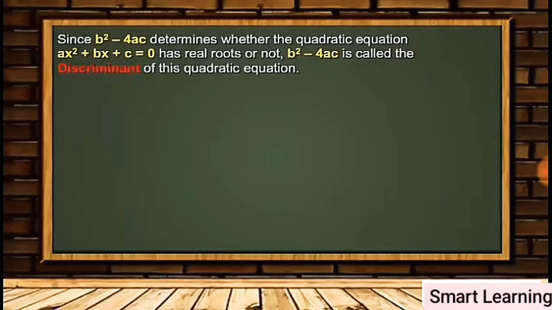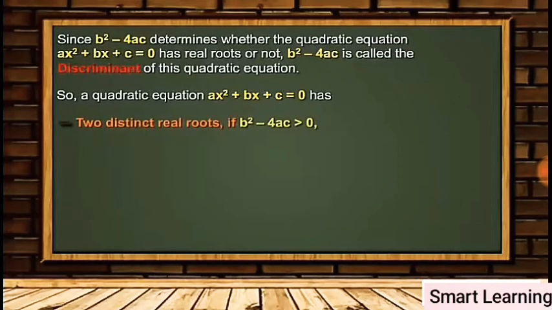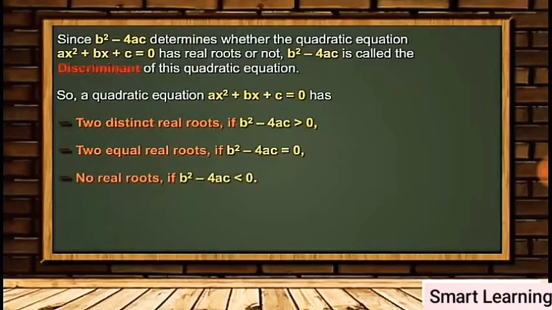Since b² − 4ac determines whether the quadratic equation ax² + bx + c = 0 has real roots or not, b² − 4ac is called the discriminant of this quadratic equation. So a quadratic equation has two distinct real roots if b² − 4ac is greater than 0, two equal real roots if b² − 4ac is equal to 0, and no real roots if b² − 4ac is less than 0.